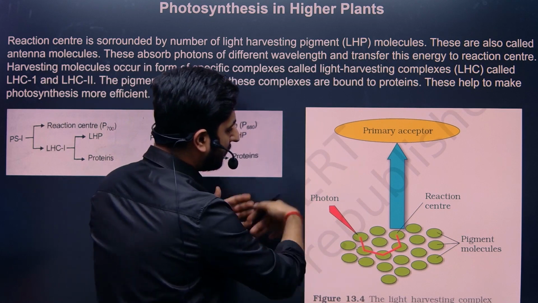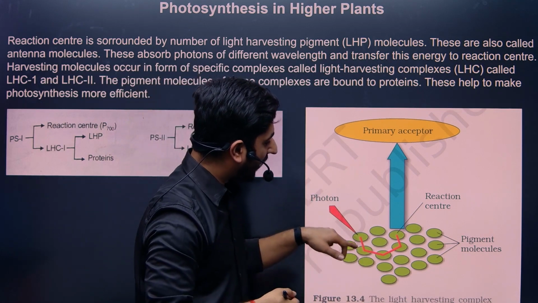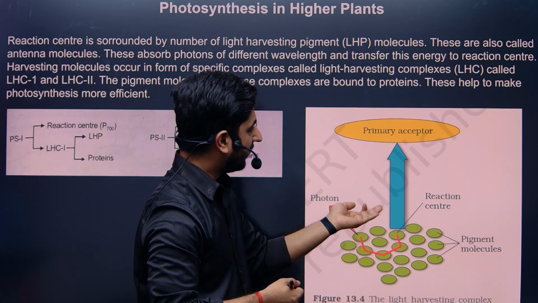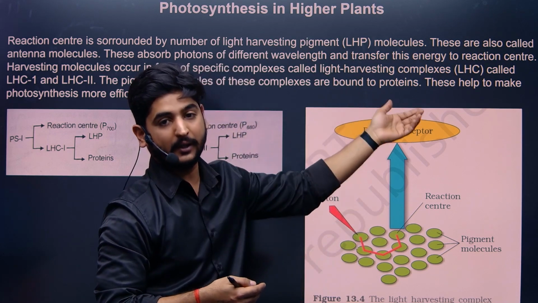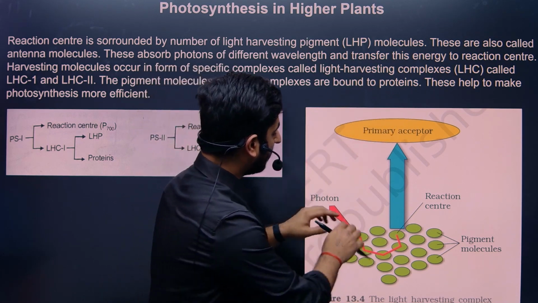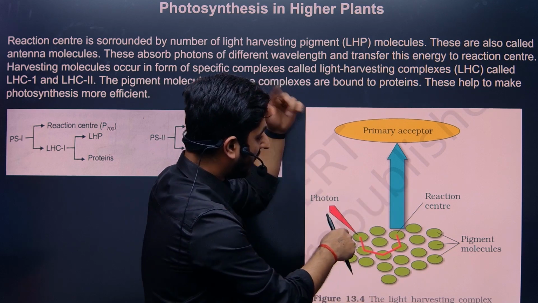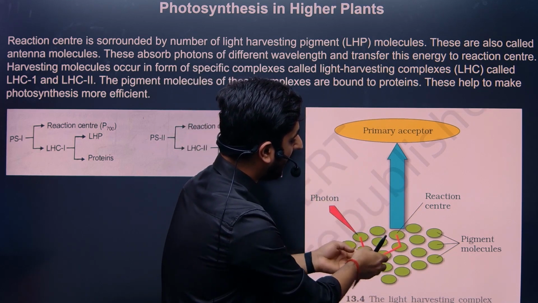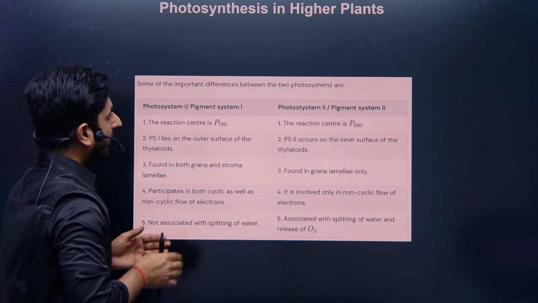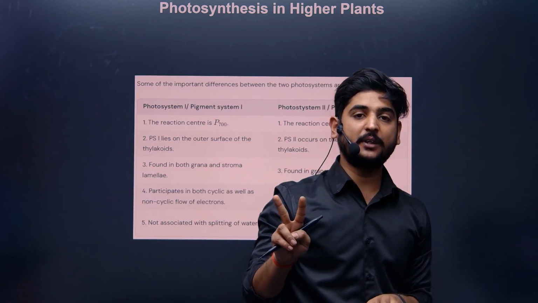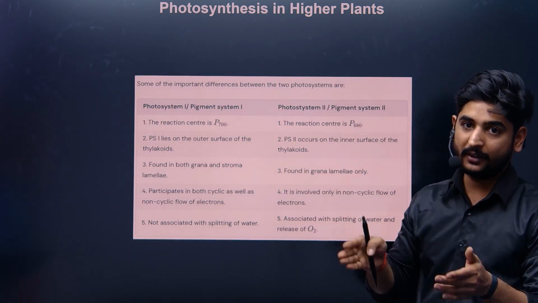So this is a very basic image. The light is falling. This is the reaction center. The reaction center's electron is getting excited to a higher energy, moving to the primary acceptor, and the sunlight's energy is also being collected and passed on to the reaction center, right? So we have two photosystems, photosystem 1 and 2, P700 and P680.